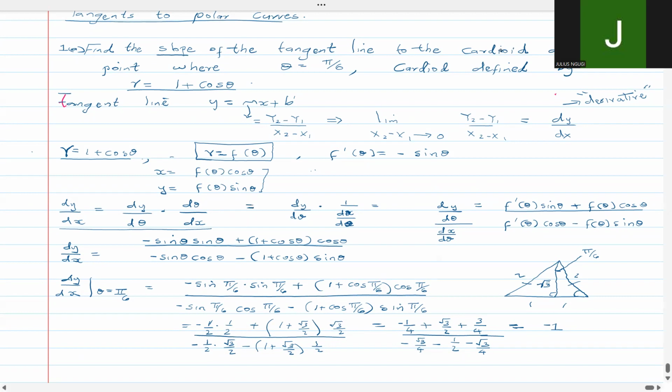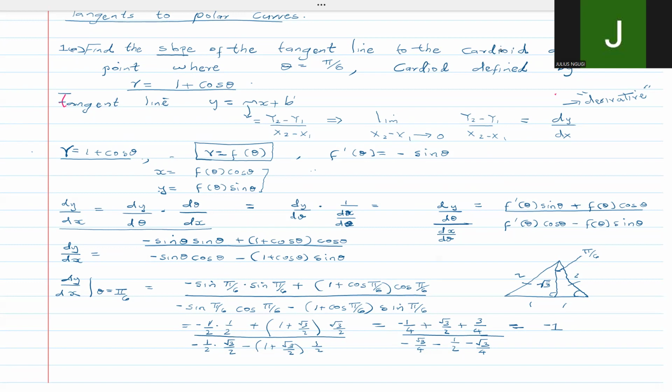So dy/d theta is y in terms of theta. And the other is dx/d theta, but in the formula it is d theta/dx. So we need to find the reciprocal of that. So we have dy/d theta times 1 over dx/d theta, which is written in this form: dy/d theta divided by dx/d theta.